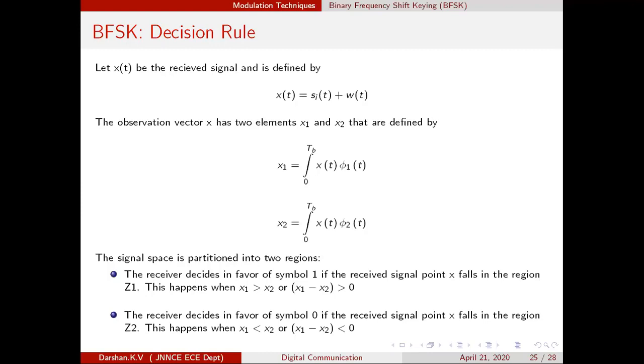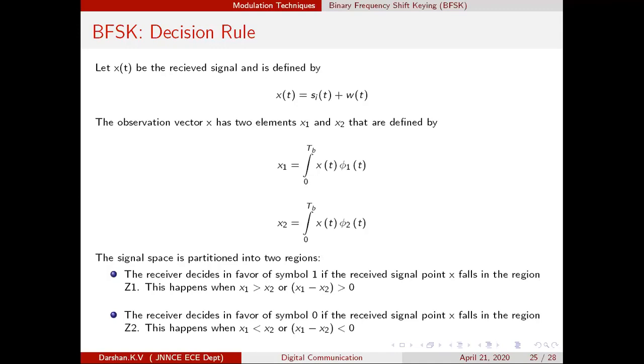If you draw the power spectral density, the power spectral density curve is uniform with an amplitude of N naught by 2. Power spectral density means what? Graph of amplitude versus frequency. So what amplitude is the noise having? N naught divided by 2. So just keep that in mind.